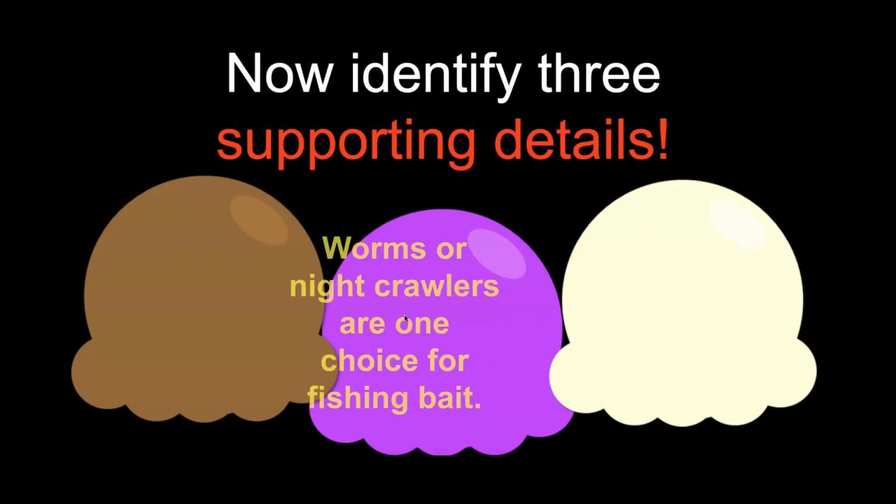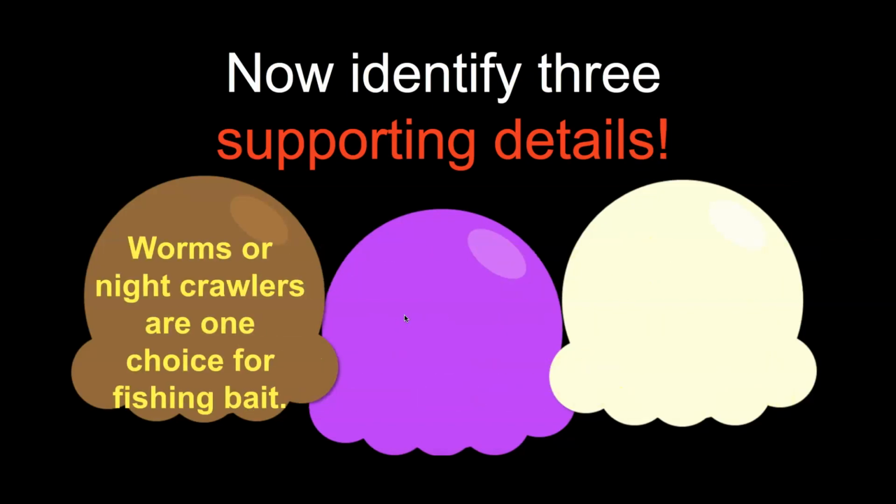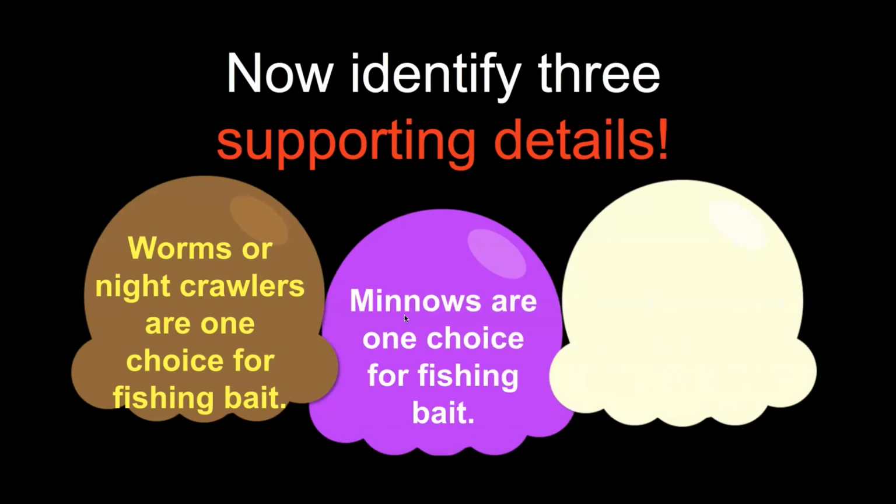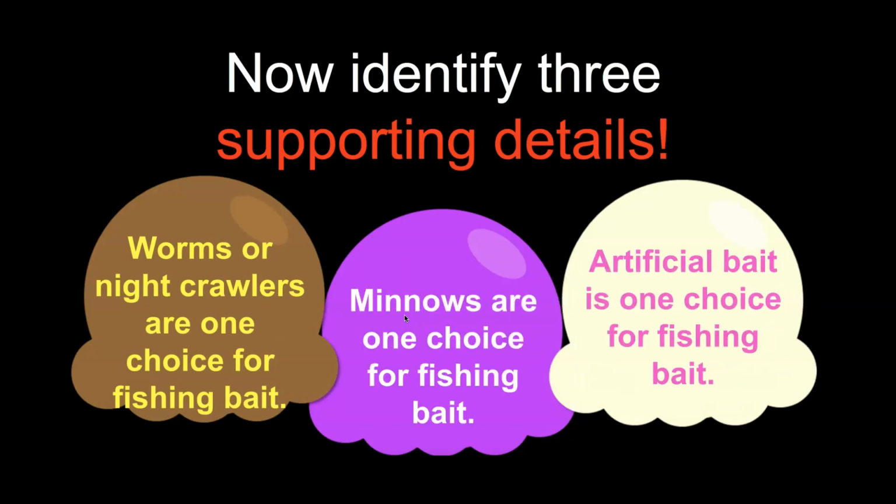Now for supporting details, well, we know worms or night crawlers are one choice for fishing bait. We know minnows are one choice for fishing bait, and we know artificial bait is one choice. Okay, so they would be 3 supporting details that support our main idea.